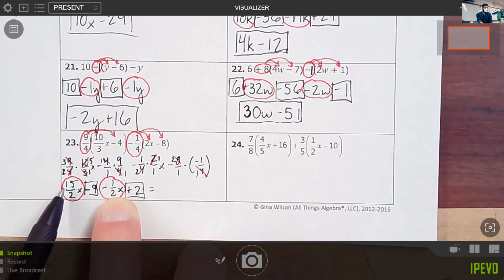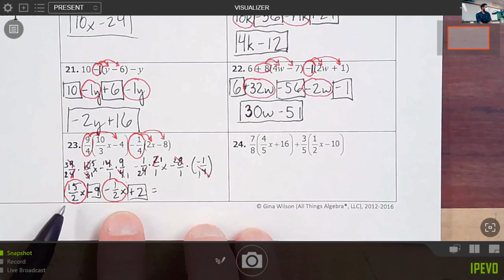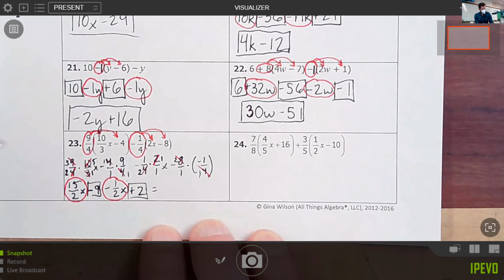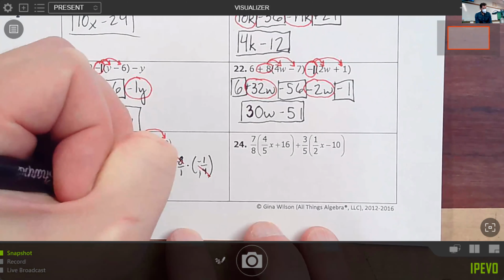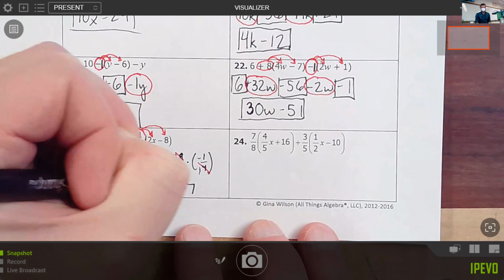This is going to be 14 over 2, right? 15 minus 1 is 14 over the original denominator of 2, but 14 divided by 2 equals what? That's a whole number, isn't it? What is it? 14 divided by 2, 7. Yeah, so that's going to be 7x. And then minus 9 plus 2 is a minus 7. So 7x minus 7.